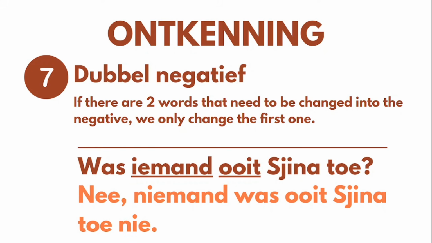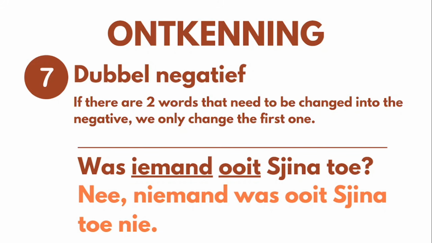So technically, this is something that you don't need to study. You just need to know that, okay, if I have two words that can take on a negative form, I just need to change the first one. If you store that properly in your brain, you'll never have to study this, okay? So the example that we have here is: was iemand ooit China toe?